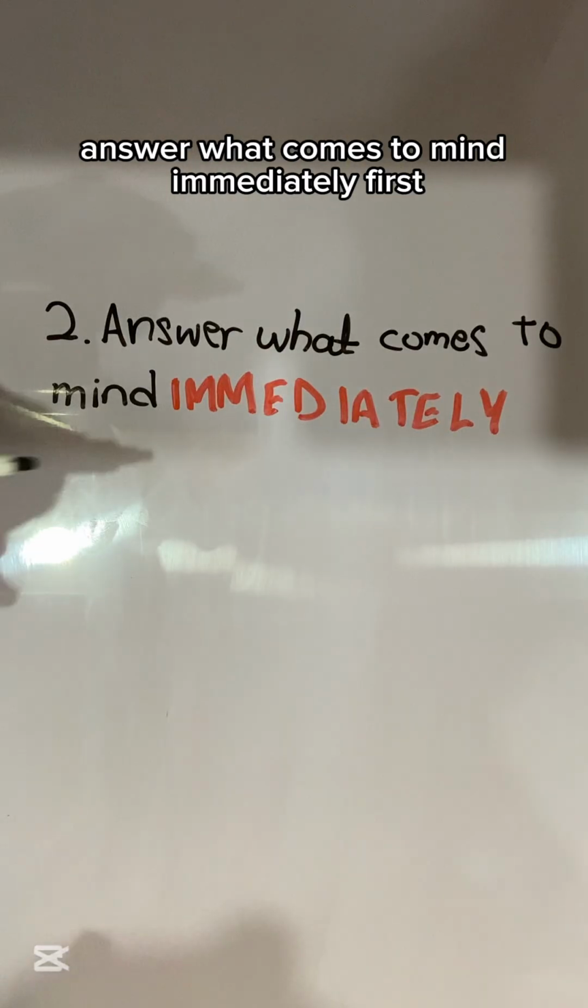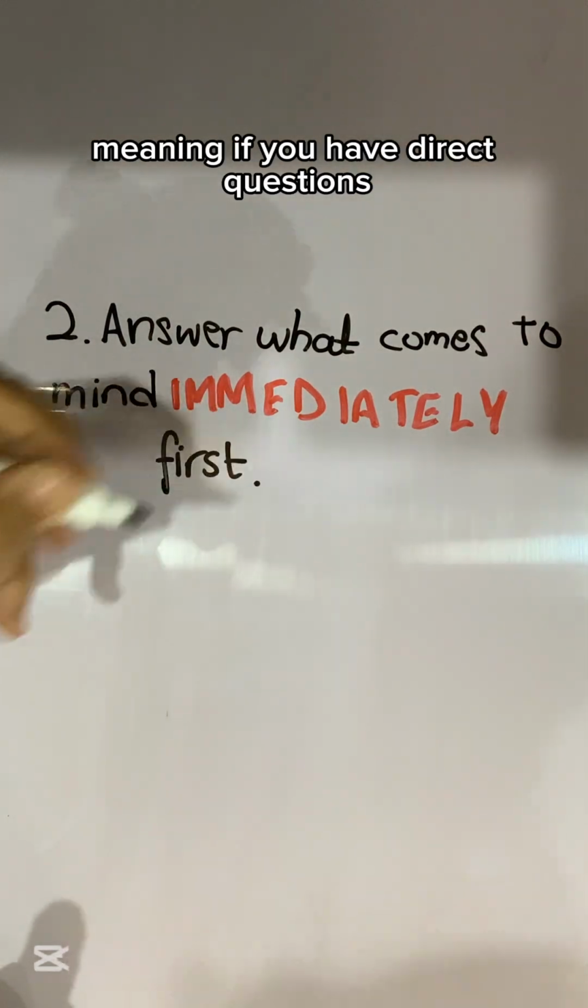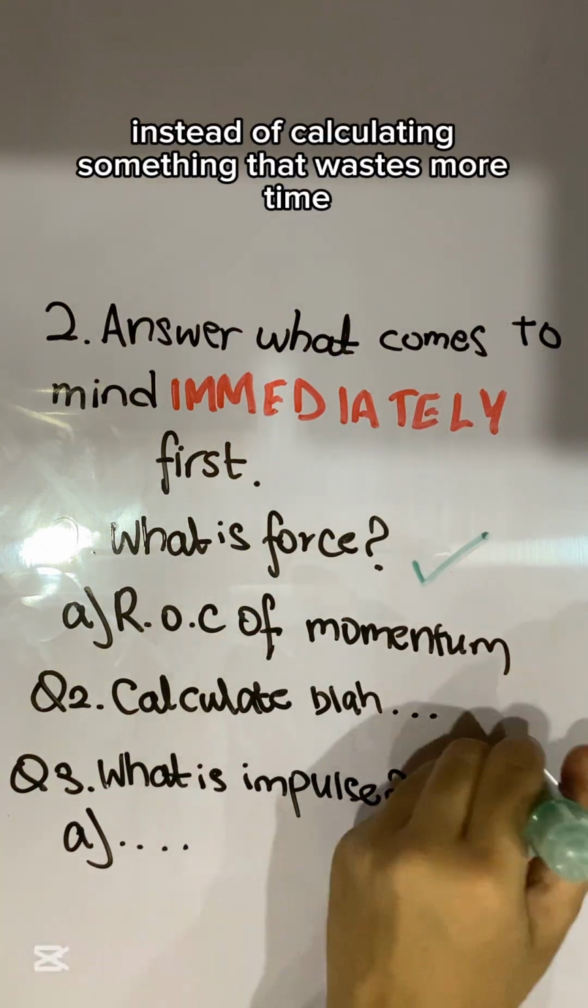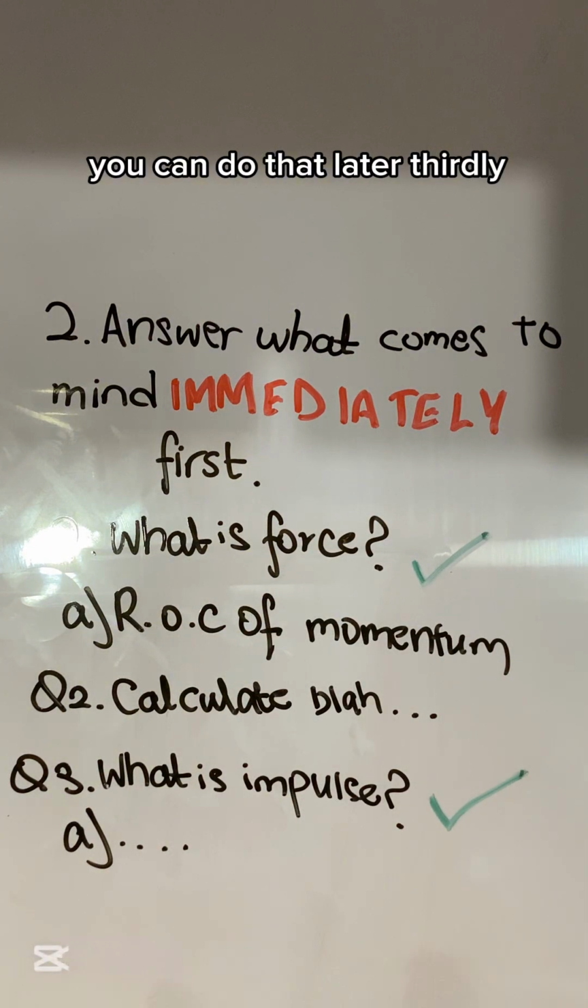Secondly, answer what comes to mind immediately first, meaning if you have direct questions like what is force and what is impulse, then do those first. Instead of calculating something that wastes more time, you can do that later.